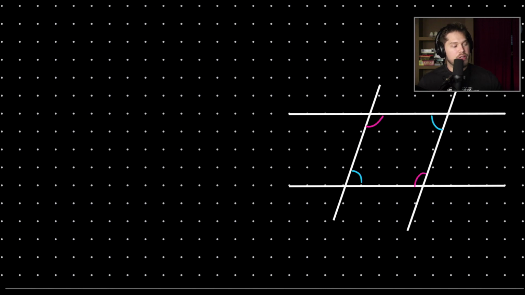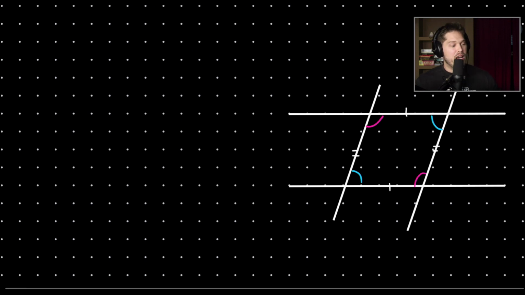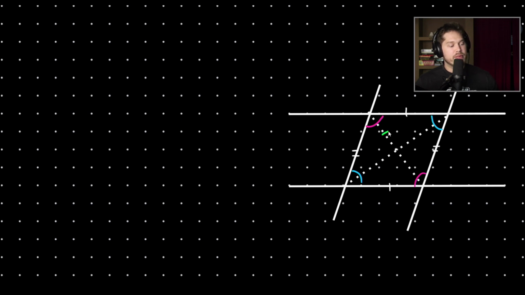A couple other features of parallelograms are that the opposite sides are congruent with one another. So the top and bottom are congruent with one another, and the left and right sides are congruent with one another. Another feature is that the diagonals will bisect one another, such that this part in green will be equivalent to this part I'm marking in green, and this part that I'm marking in purple will be equivalent to this part, which I am marking in purple.